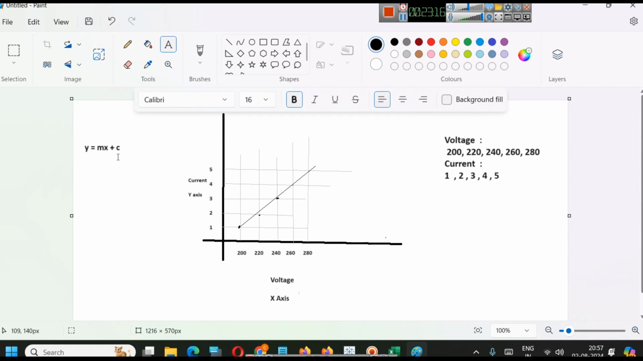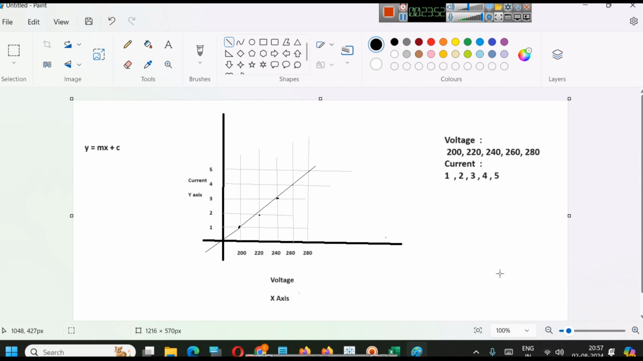Here C is 0, because when voltage is 0, current is also 0, right? Like if you extend this line. So here C is 0, that's why the formula becomes y is equal to mx. And we can actually calculate the value of m here. M is tan theta, the angle that this line makes with the x-axis. This will all come in handy later when we do trend analysis and linear regression analysis.